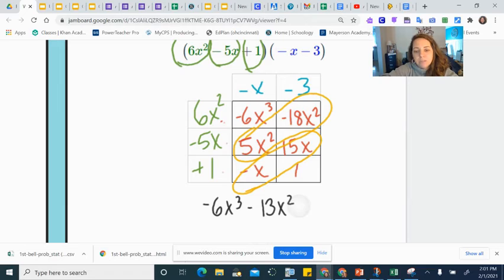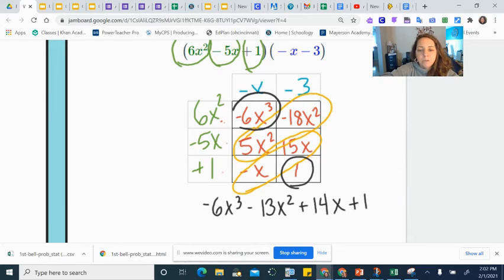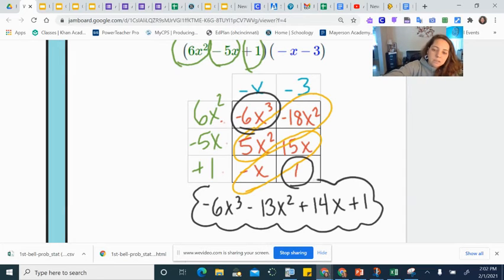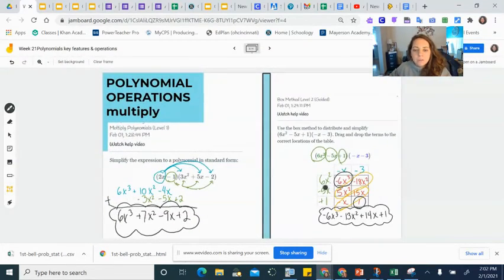Then negative x plus 15 is positive 14x. And then I still have that positive 1. So it's not that we don't use those. They just didn't have anything they had to combine together. And then this little glory is the answer. So it is up to you whether or not you use a box when you're doing this on your paper. And totally up to you.